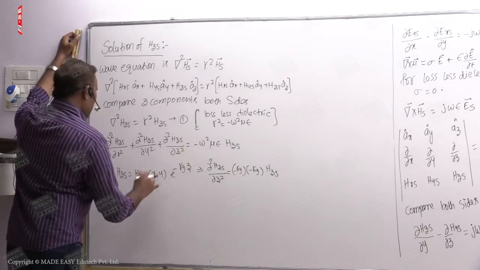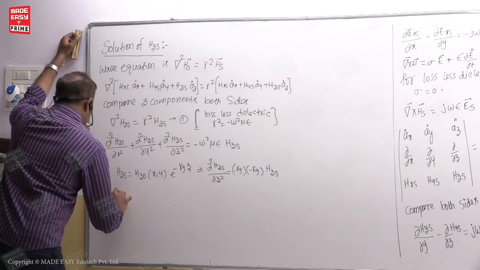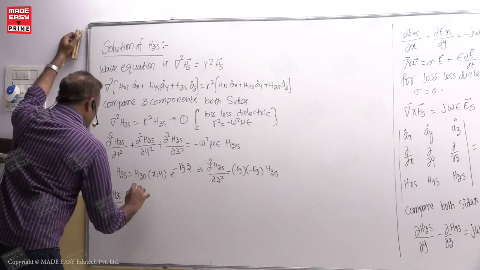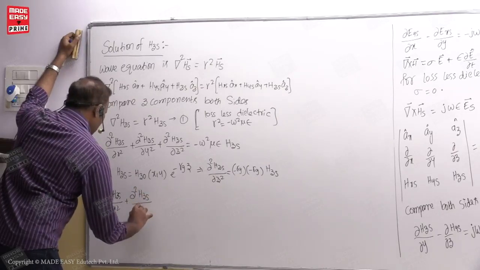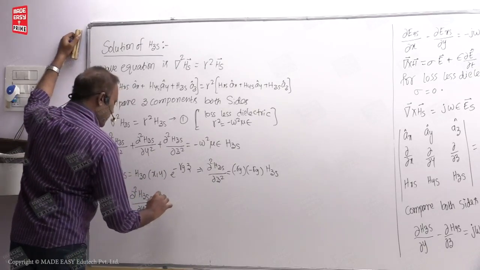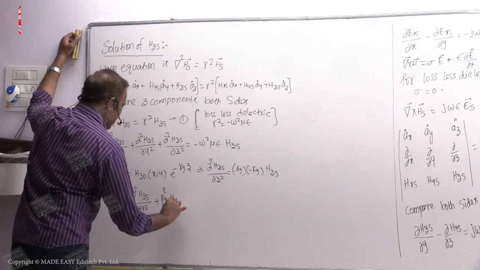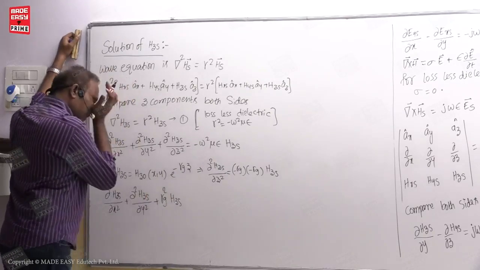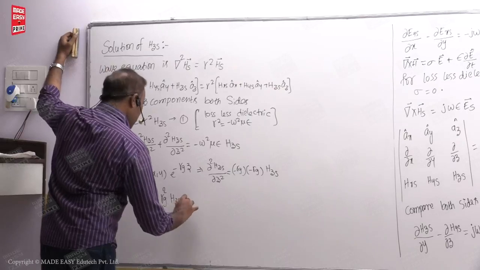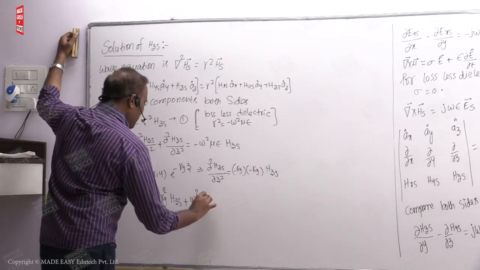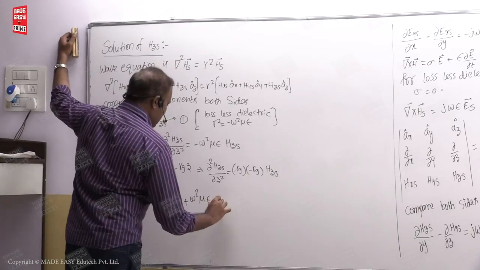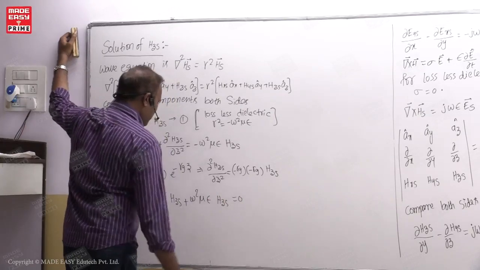Here you can put dou square Hzs divided by dou x square plus dou square Hzs divided by dou y square. Here you get this gamma g square Hzs, that is equal to, I will take this to this side, omega square mu epsilon Hzs. Okay, that is equal to 0.